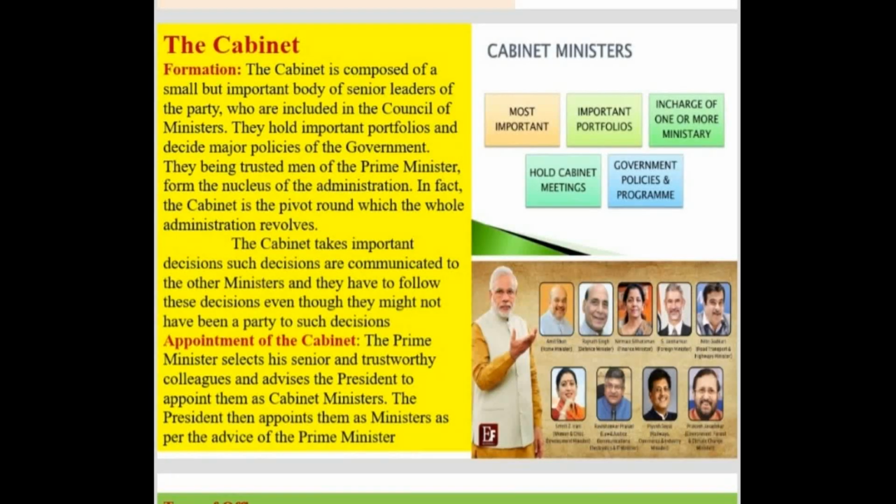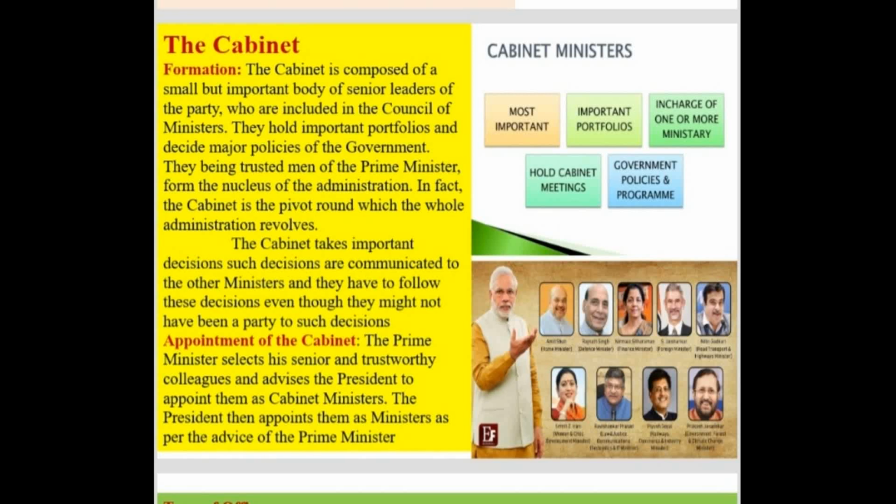So now let us have an in-depth look at the cabinet ministers. How these ministers are appointed and what is their role and other things. Among the Council of Ministers, the cabinet ministers are very important. See how they are formed.